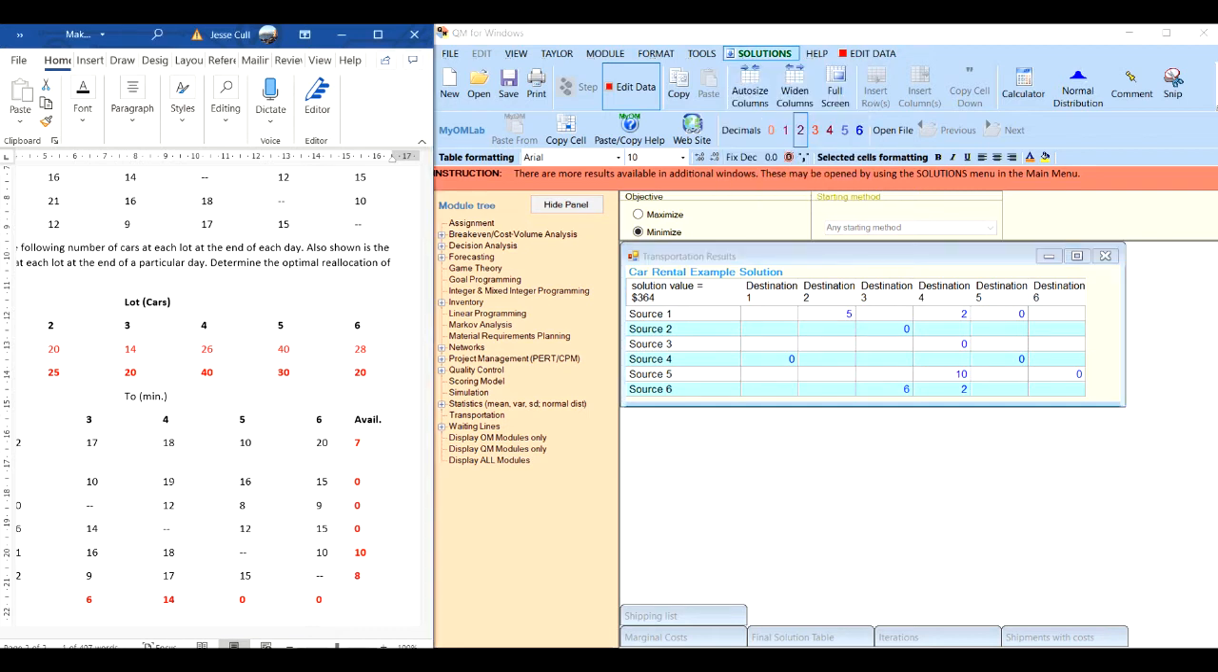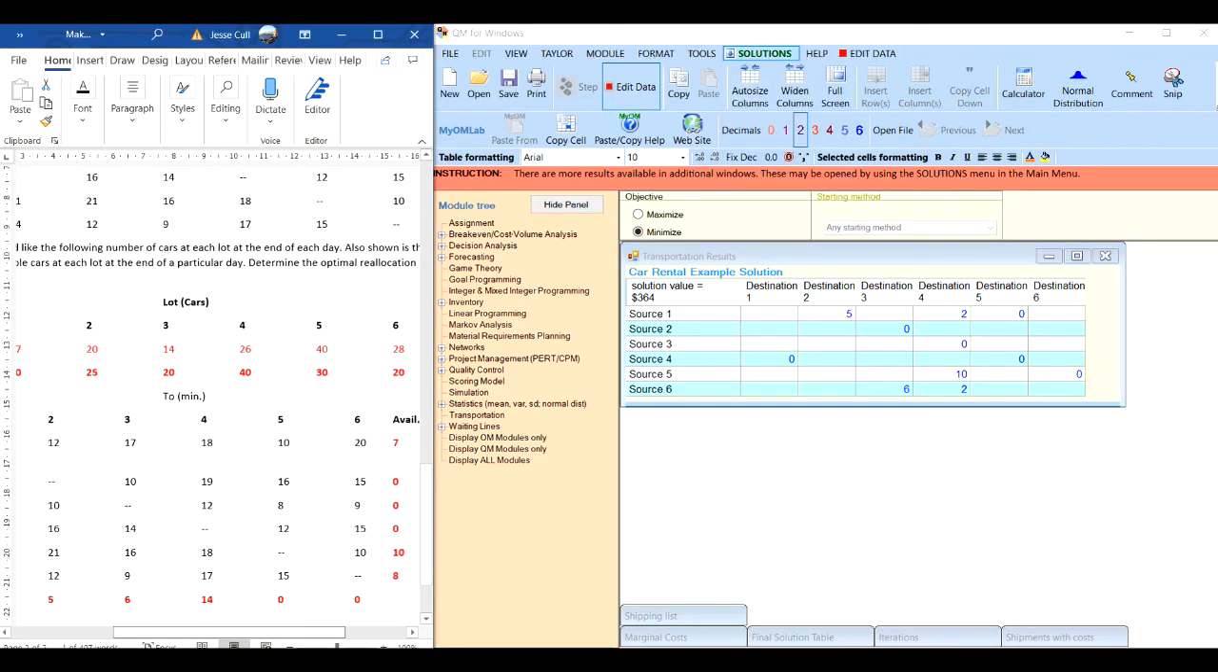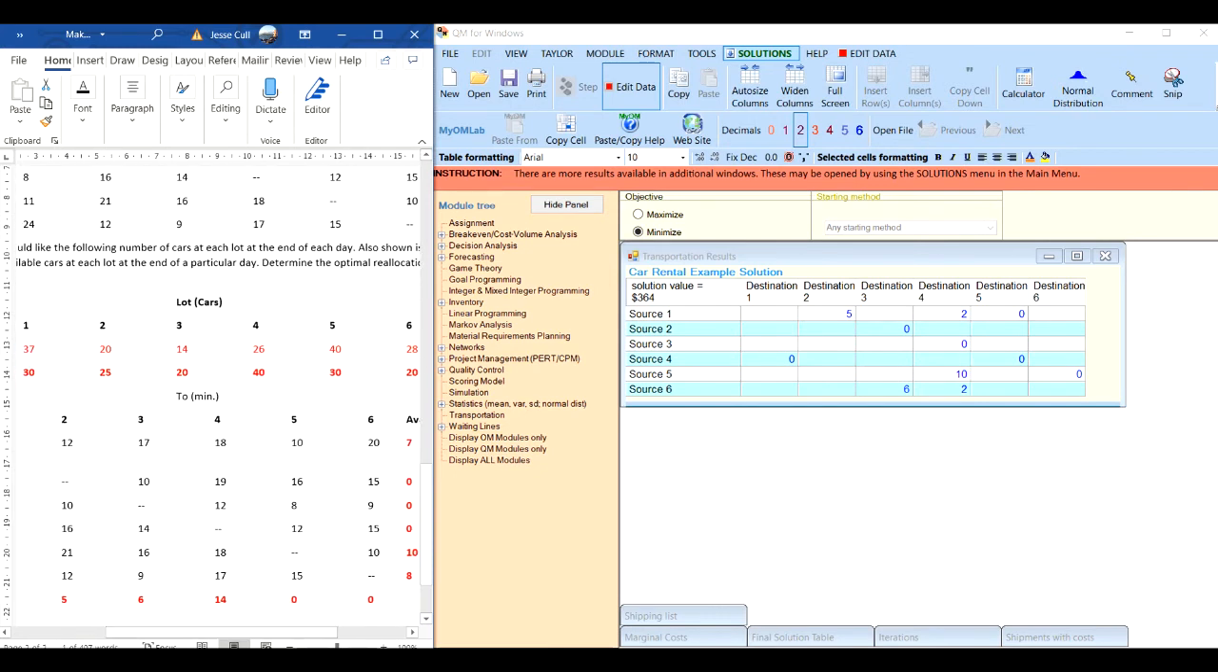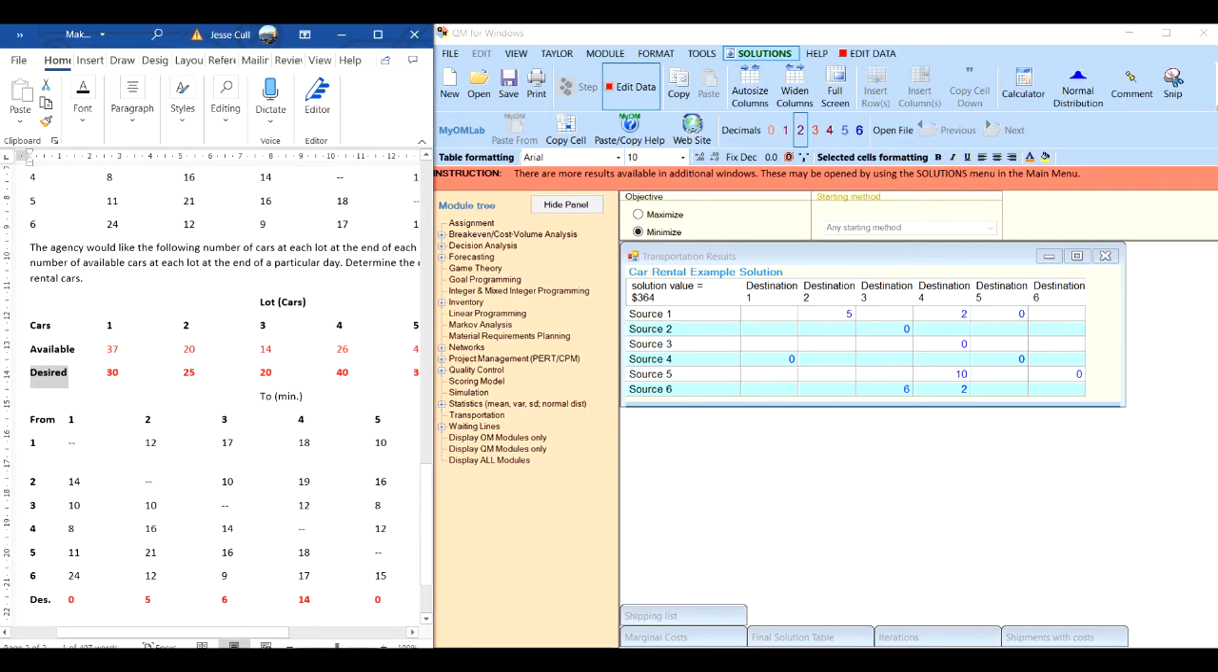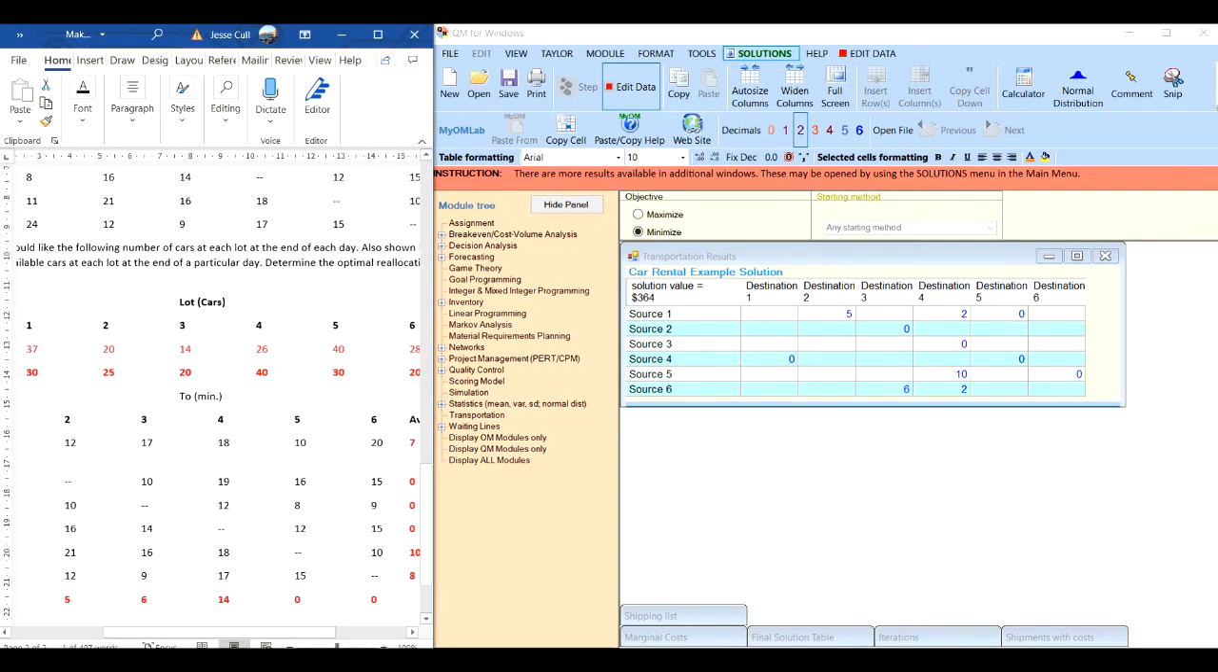Let's go the other way and let's look at our total demand. Number 1, 0 demanded. They received 0. Number 2, 5 were demanded. They received 5. Number 3, 6 were demanded. 6 were received. Number 4, 14 demanded. 14 received. So this is our solution.